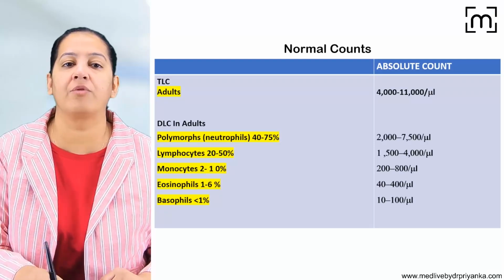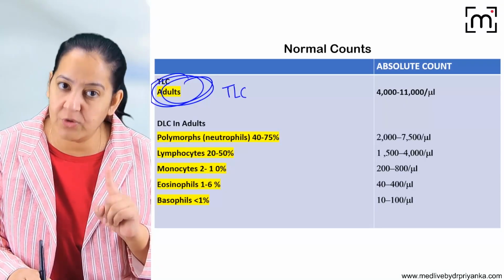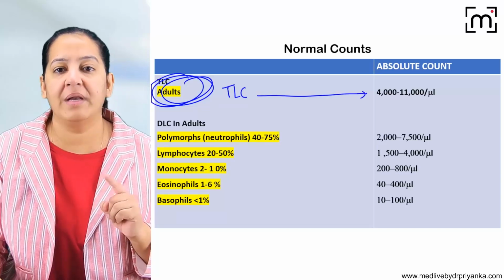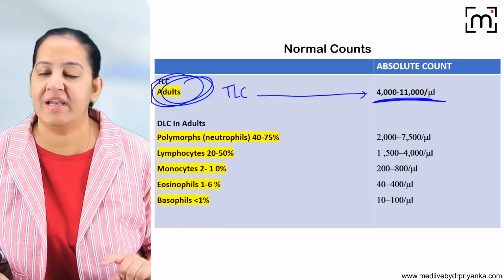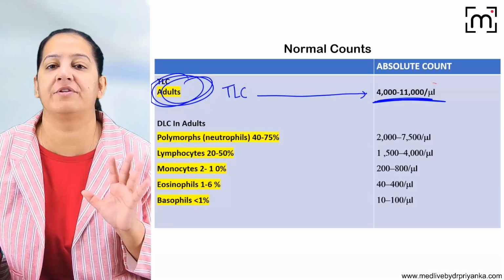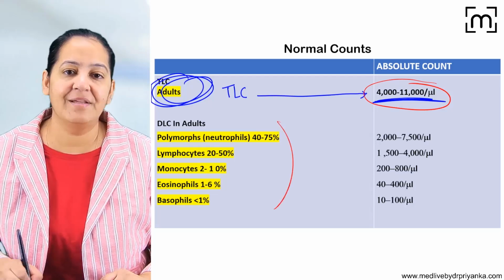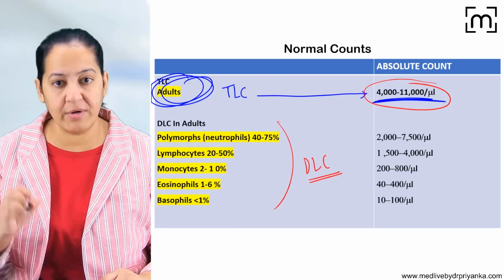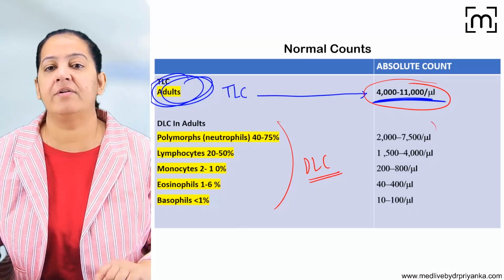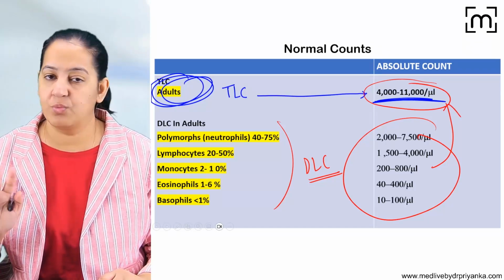Now what is the normal count of WBC in human blood? The total WBC count is known as total leukocyte count, TLC. It is 4,000 to 11,000 per mm cube, or per microliter, in human blood. This is the normal count. And you can see the differential leukocyte count: for each of the 5 WBC, what is their normal count, and what percentage do they hold in the total? This is what you have to learn.